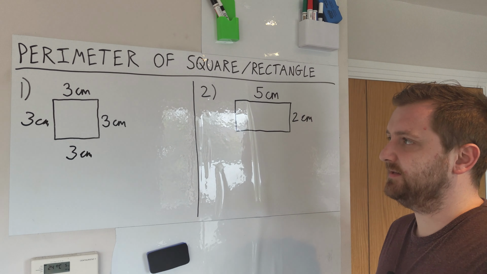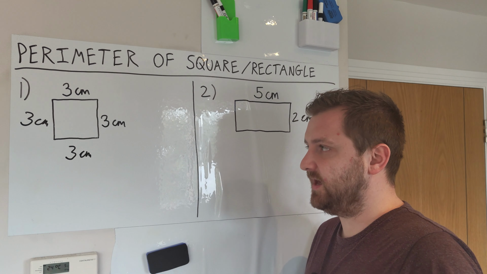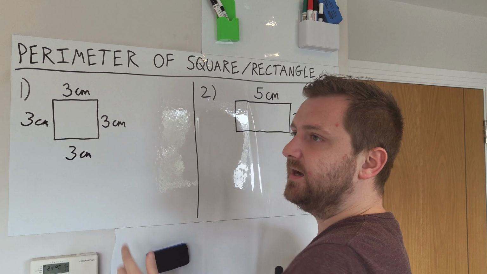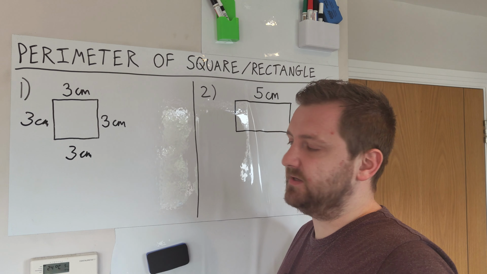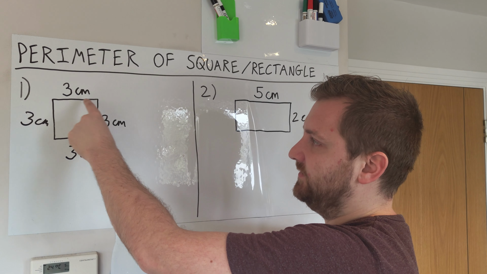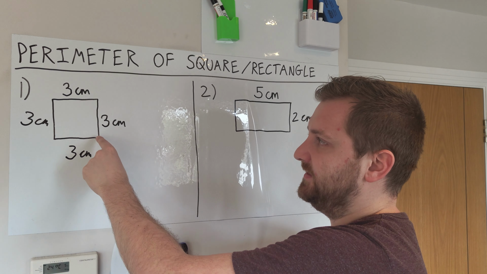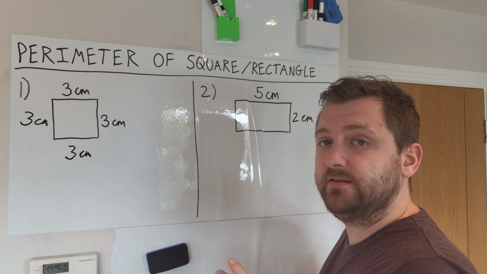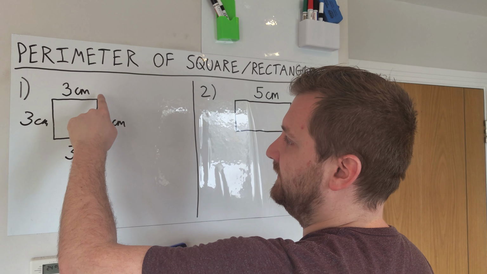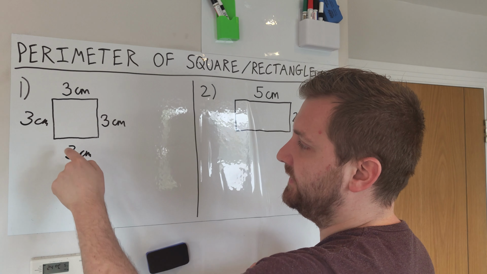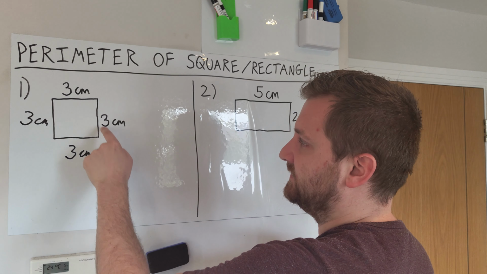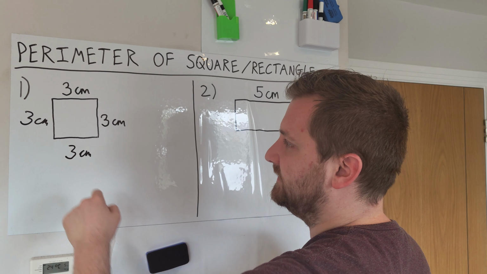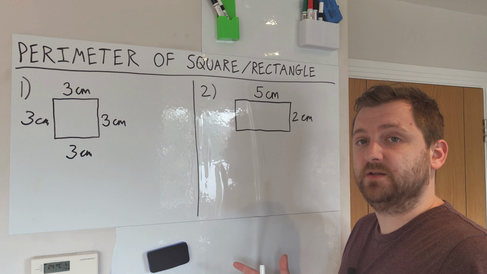And the perimeter is the distance effectively around the shape. I like to think of it as a fence: how far would you have to travel, or how long would the fence have to be to close off this area? So knowing that the perimeter is just the distance around the shape, all we have to do is take 3 centimeters plus 3 centimeters plus 3 centimeters plus 3 centimeters, and that will give us the perimeter.